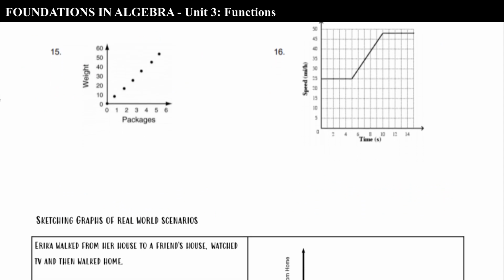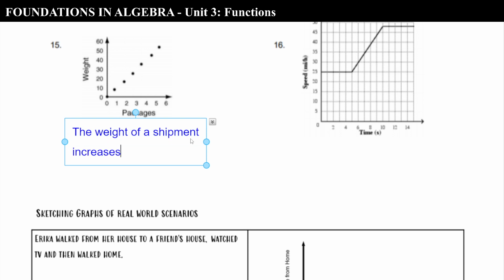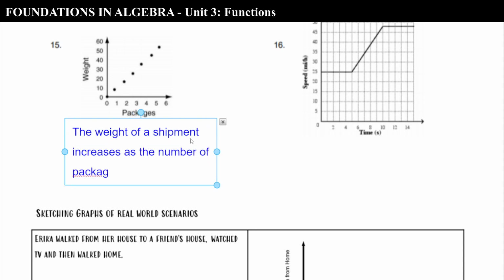All right, let's take a look at these two situations. Well, here we have the weight increasing by 10 pounds versus the number of packages we have. So here we can say the weight of a shipment increases as the number of packages increases.